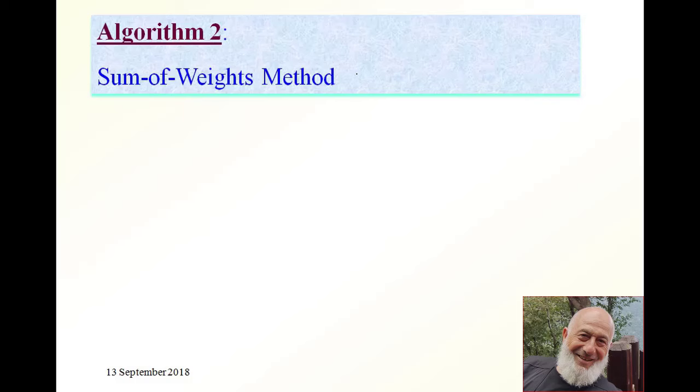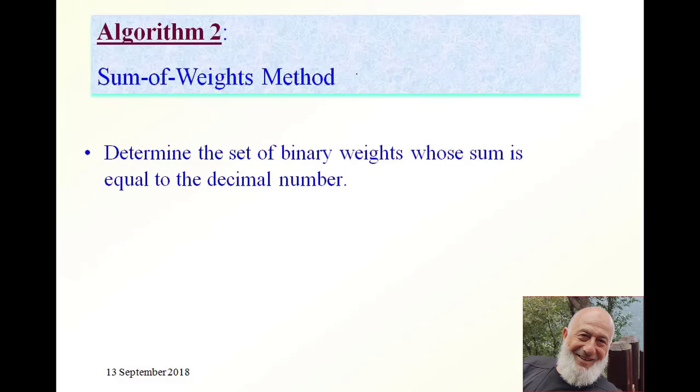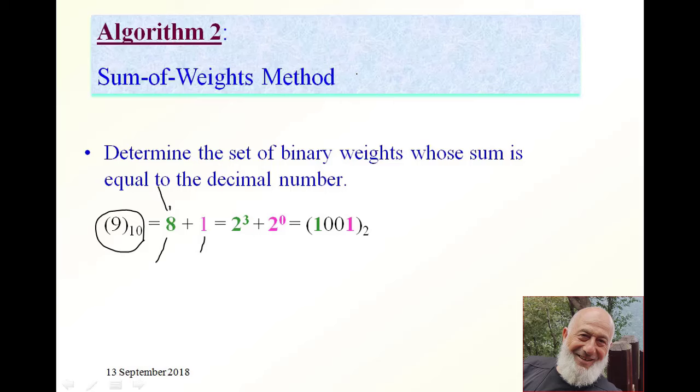Okay, algorithm 2, we use the sum of weights method. Okay, let's take an example. Here, we want to convert this number, which is decimal, into binary. 9 is equal to 8 plus 1. Why did we choose 8 plus 1? Why not 7 plus 2? Because 8 is a power of 2, and 1 is a power of 2.